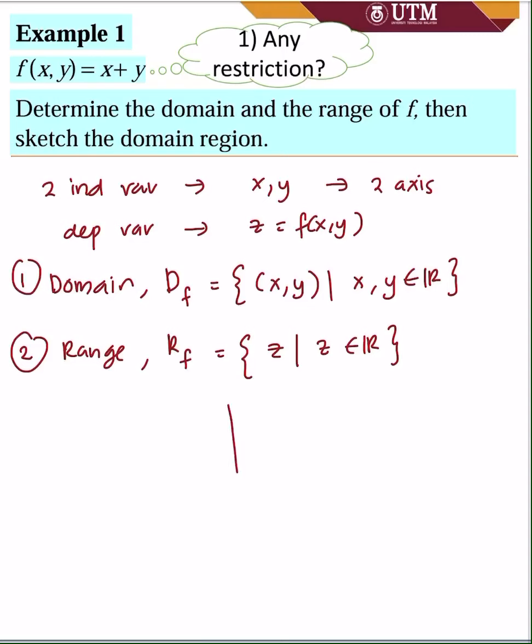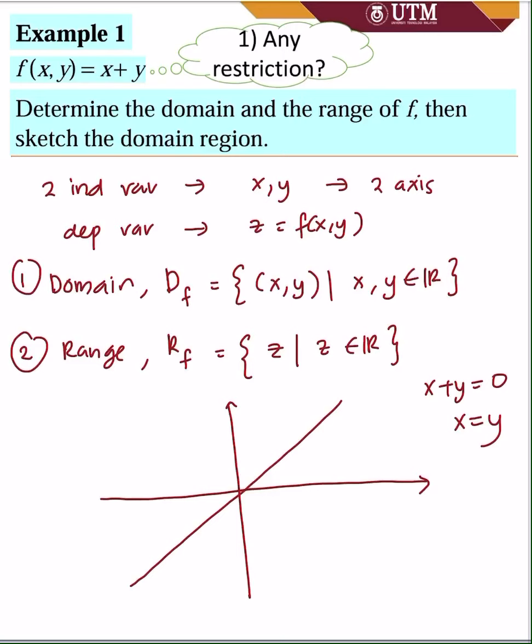If we sketch the graph, it's x plus y. We take x plus y equal to 0, so y equal to negative x. So this is the graph. What is the slope? It is negative 1, so it will be here.